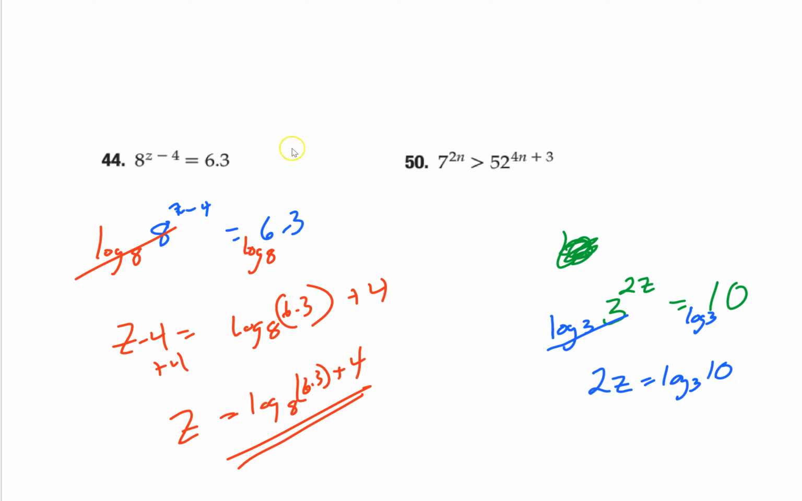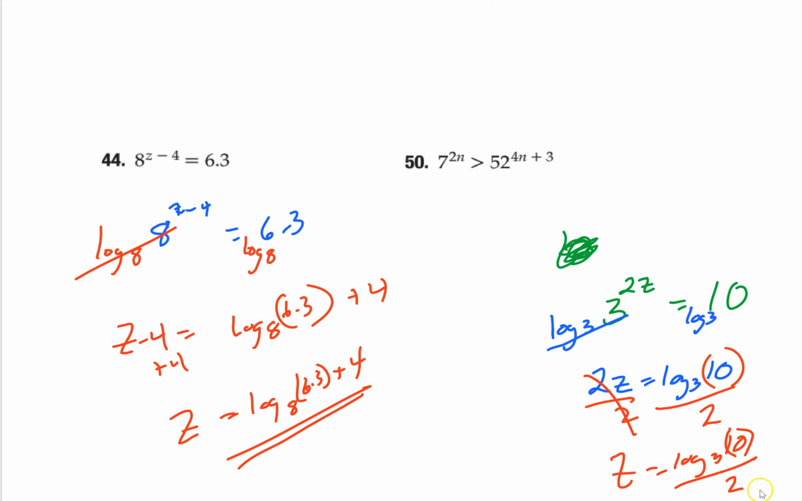And then get rid of the 2, divide by it. Again, this is locked in. So my answer here is going to be z equals log base 3 of 10 divided by 2. Not log base 3 of 5. These do not reduce. This is all one thing. It's all locked in. I should really put parentheses.